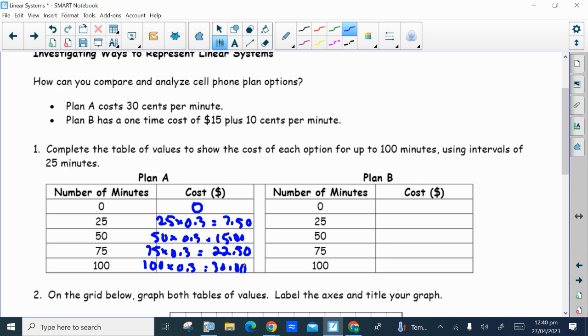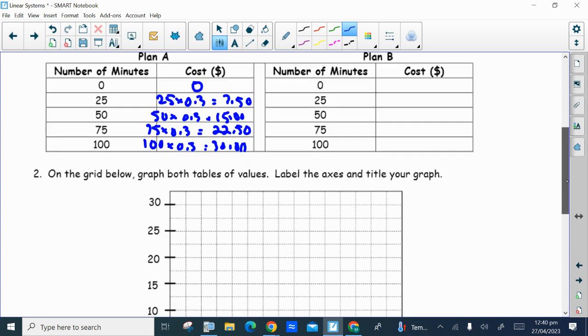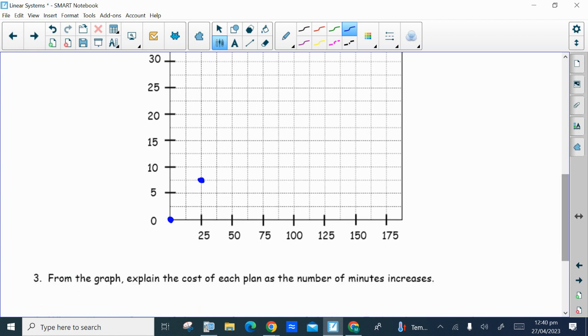And let's graph this. So the first point will be the point 0, 0. The second point is 25, 7.50, which is halfway between $5 and $10. Remember that the first number in a table of values always goes along the bottom. And that is n, the number of minutes. Along the side, we're going to have c, or c of n. That's our function notation, that the cost is a function of n, the number of minutes. This is our cost in dollars.